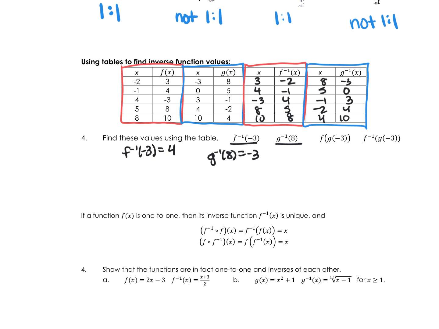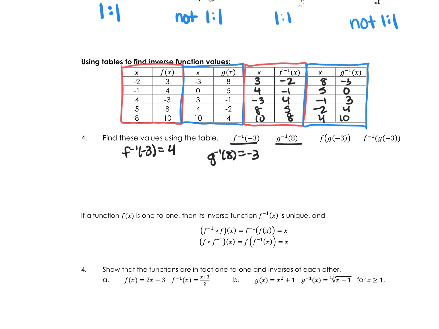So for the first table, you should have 3, -2, 4, -1, 4, -3, or I'm sorry, -3, 4, 8, 5, 10, 8. For the second table, you should have 8, -3, 5, 0, -1, 3, -2, 4, and 4, 10. So for F inverse, we took F and we flipped the X and Y. And for G inverse, we flipped the X and Y. So now we're just going to use our tables to find these values.